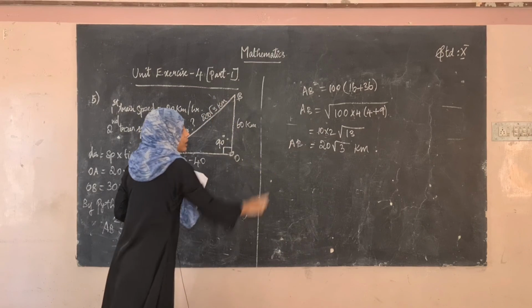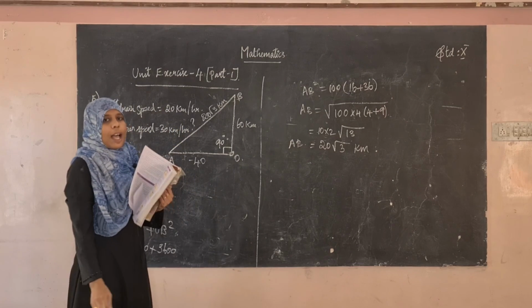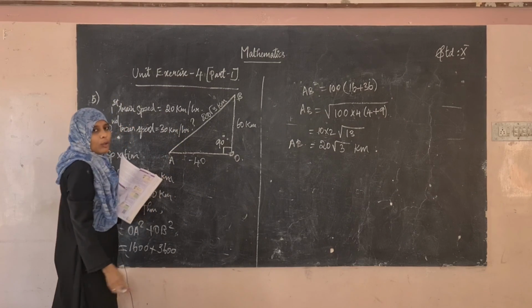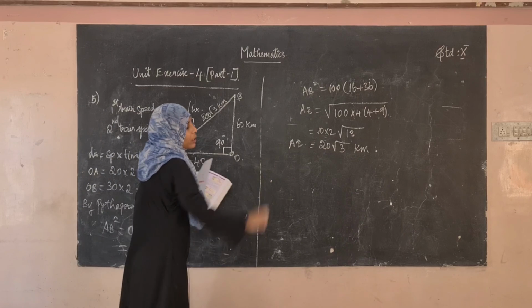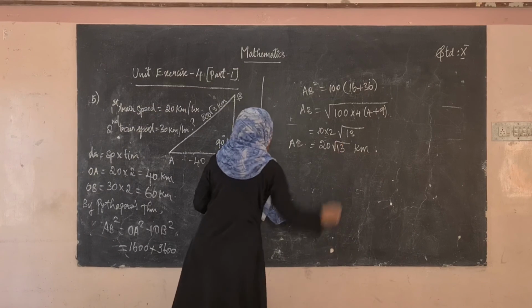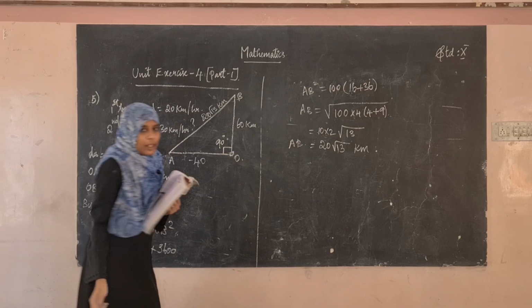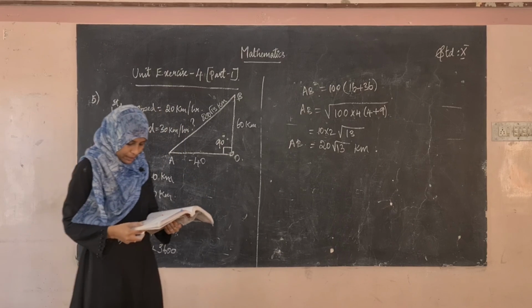So you have to write in the answer: the distance between the two trains after traveling for 2 hours is 20 root 13 kilometers. Okay, so with this we are going to complete this video.